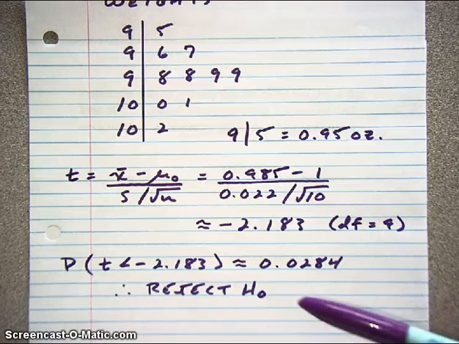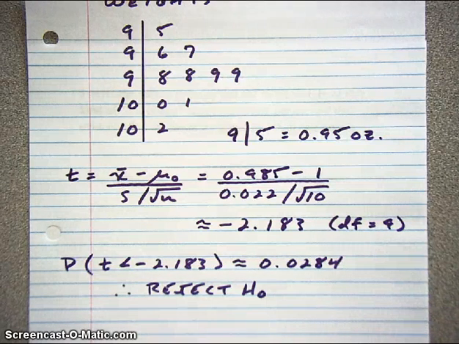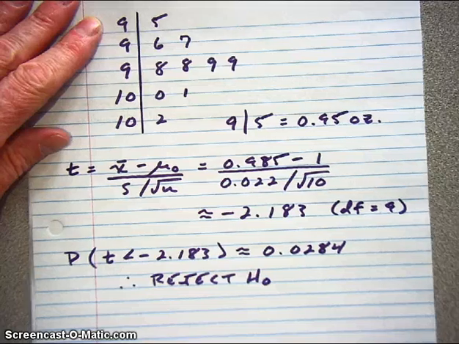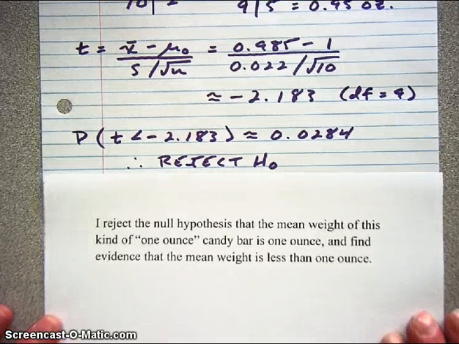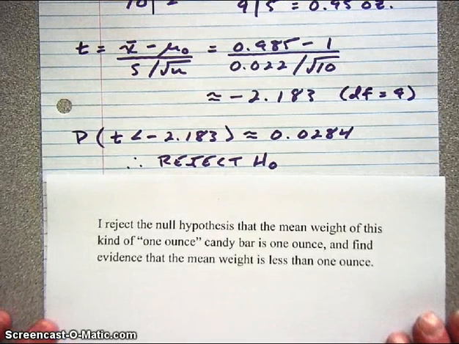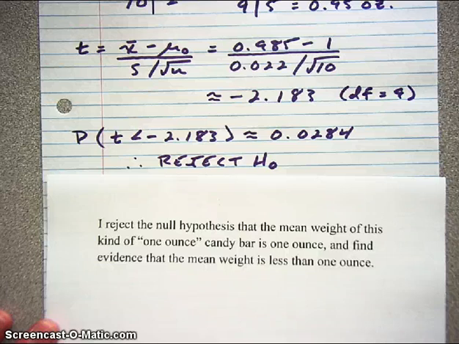That's less than 5%, so I would reject the null hypothesis based on that, and then my conclusion would be: I reject the null hypothesis that the mean weight of this kind of 1 ounce candy bar is 1 ounce, and find evidence that the mean weight is less than 1 ounce.